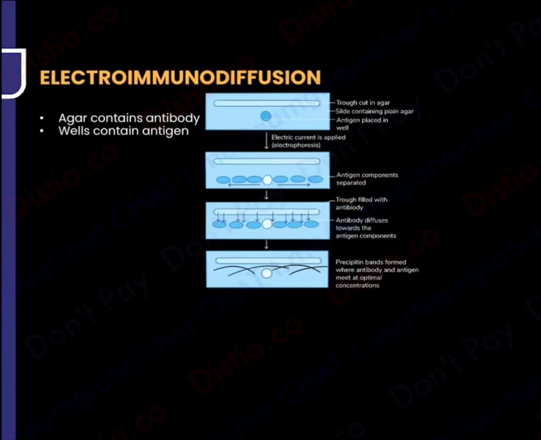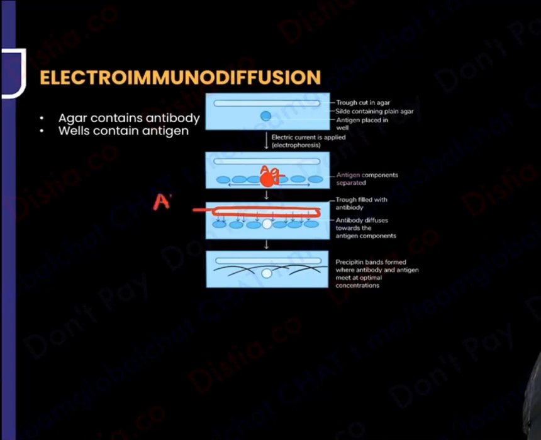मैम कुछ इलेक्ट्रिक करंट लगाओ, make it electric, all these reactions should happen जल्दी जल्दी. So what I'll do, I'll take the same agar plate. You will see I have added a lot of antigens over here. This is an antigen that has been added over here. And in this trough above, I am going to add an antibody.